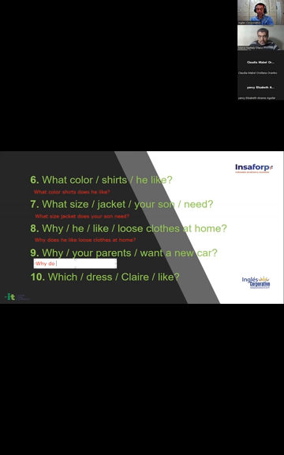Want a new car? Okay, but wait. I need the subject. Claudia, I need the subject. Before the action, I need the subject. What is the subject? This would be, why do your parents? Excellent. Want a new car. Why do your parents want a new car?